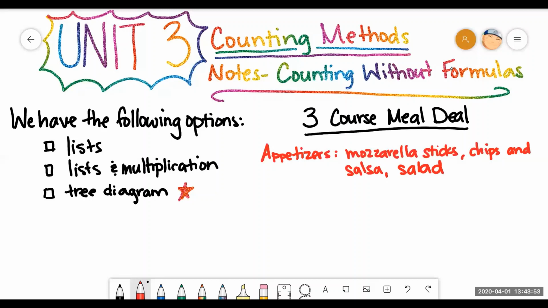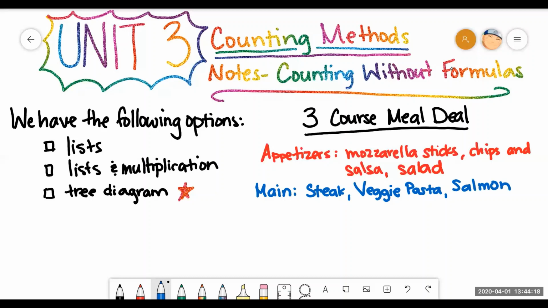Okay, then of course we have our main dish. And we're going to offer steak. And we'll offer a veggie pasta. Have to have our non-meat option. And then let's do something with fish. Let's do salmon. Okay?